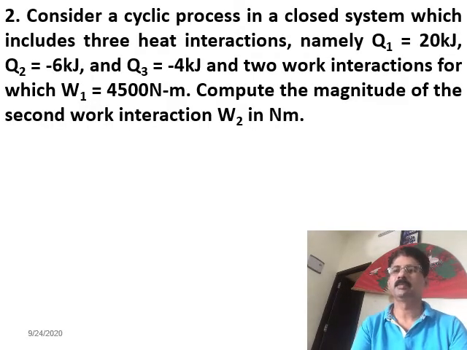Consider a cyclic process in a closed system which includes 3 heat interactions, namely Q1, Q2, Q3. So Q1 is equal to 20 kilojoules, Q2 is equal to minus 6 kilojoules, and Q3 is equal to minus 4 kilojoules, and 2 work interactions for which W1 is equal to 4500 Newton meter. Compute the magnitude of the second work interaction, W2, in Newton meter. It's very interesting here.